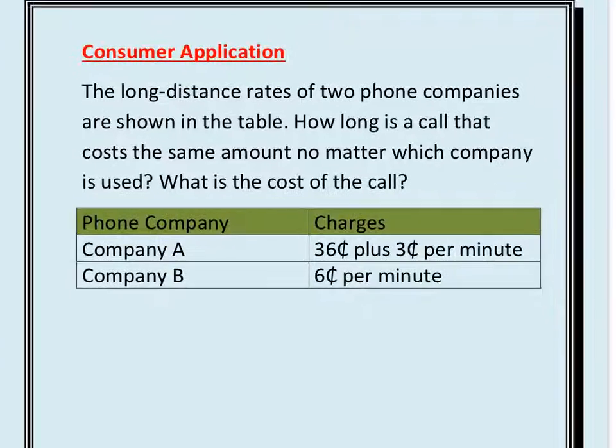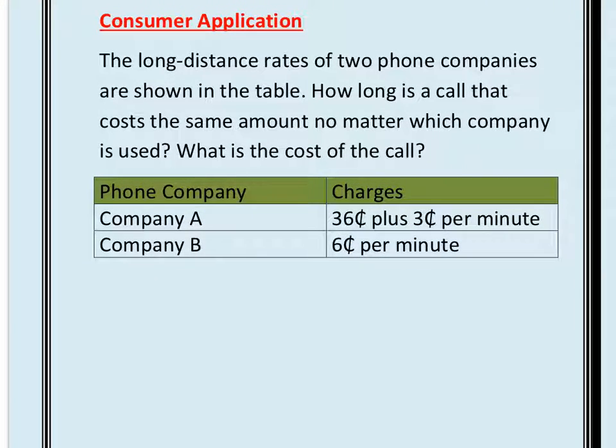This last problem is a word problem, and it says the long distance rates of 2 phone companies are shown in the table. How long is a call that costs the same amount no matter which company is used, and what is the cost of the call? So there are several questions there, but let's go ahead and answer the first question. First of all, we have to figure out what our variable is. So step 1, let x equal your number of minutes.